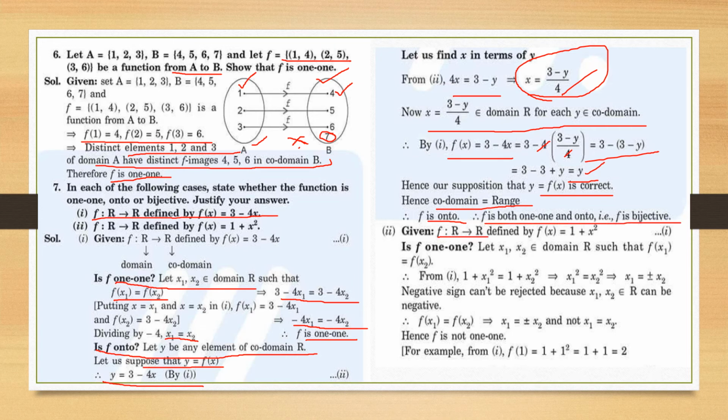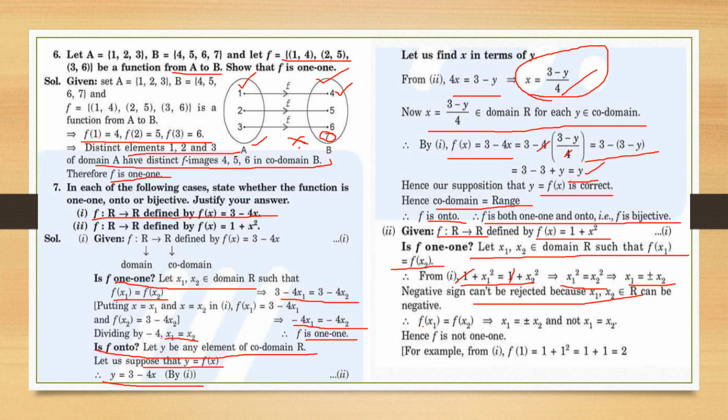For the second one, f is a mapping from R to R, f(x) = 1 + x². So let us take x1, x2 belonging to R such that f(x1) = f(x2). So 1 + x1² = 1 + x2². The 1 gets cancelled, x1² = x2², x1 = ± x2. The negative sign can't be rejected, because if it had been the natural number system, I would have rejected the negative sign as negatives do not belong to natural numbers. But real numbers carry both positive and negative numbers, so x1, x2 belong to R and we cannot reject the negative sign.